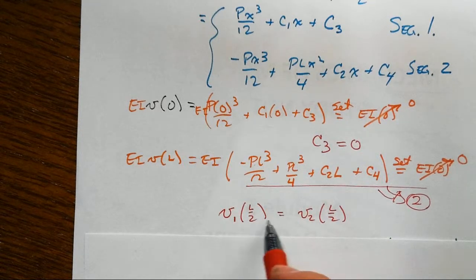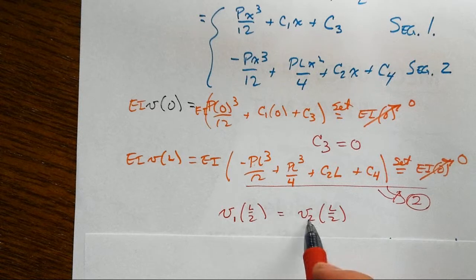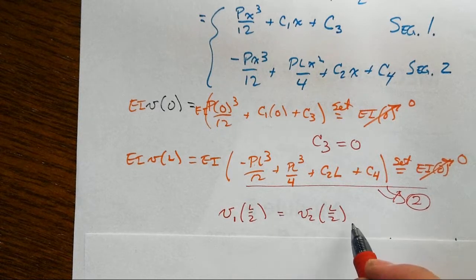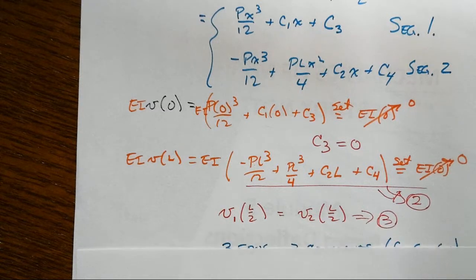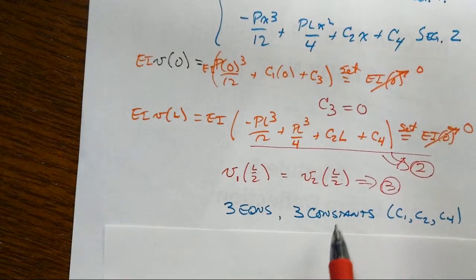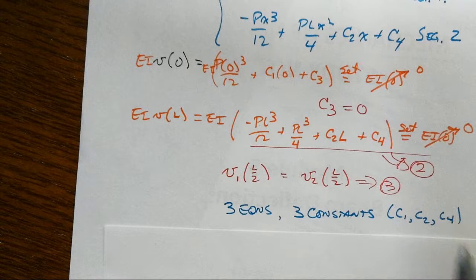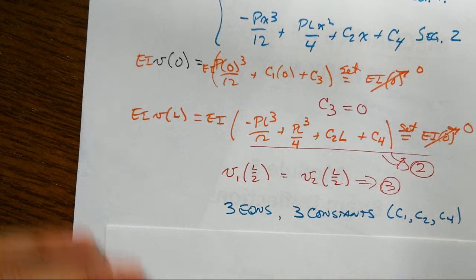And then we have the continuity condition that to the left and right of the midspan, these two displacement functions here have to be the same. That's our equation 3. So we end up with three equations in these three unknown constants, C1, C2, and C4. A lot of little tedious work to have to go back through and solve for those.